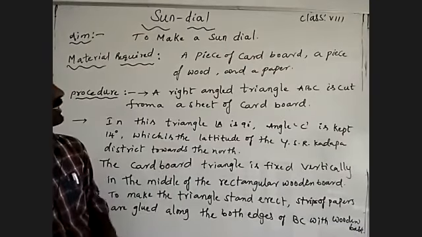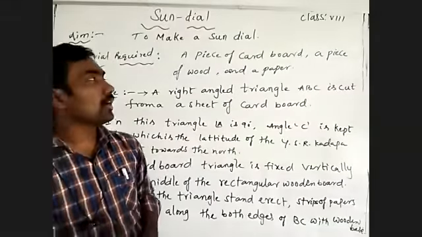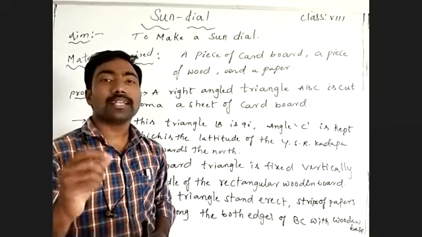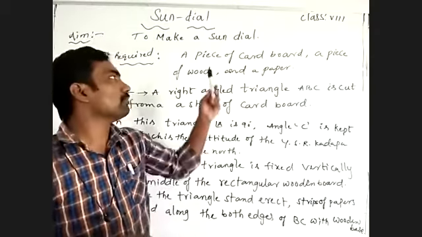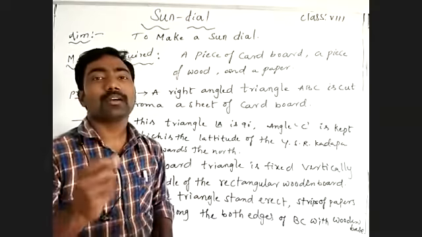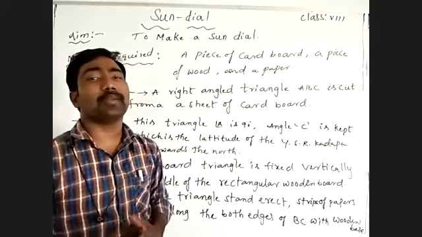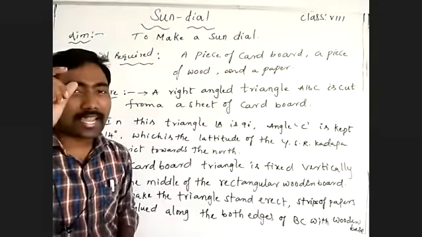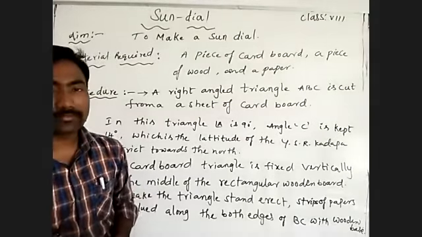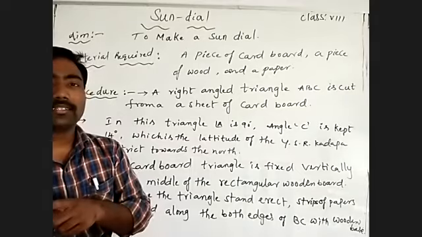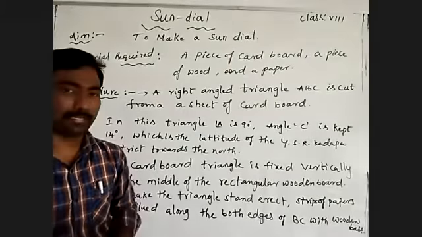First, we are making a right angle triangle. What is the right angle triangle's name? The right angle triangle is ABC. It is made from cardboard. From the piece of cardboard, we made a right angle triangle ABC. In that, angle A is 90 degrees, and angle C is placed at 16 degrees, the latitude of our place.